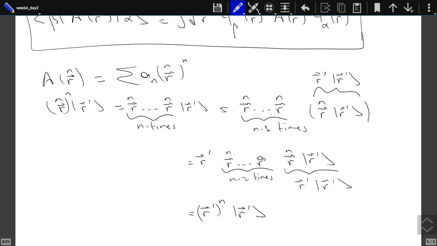So any power of the position operator acting on the position eigenket just gives me the eigenvalue raised to the same power. Do you agree?